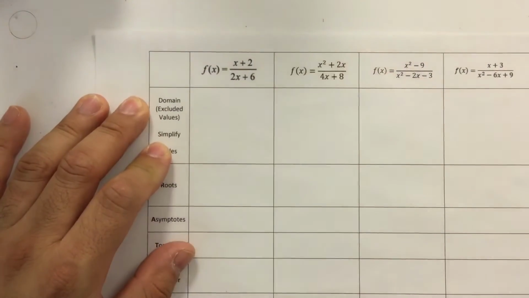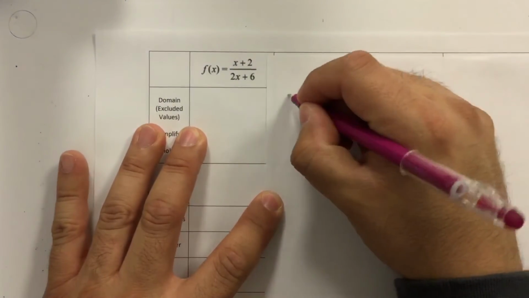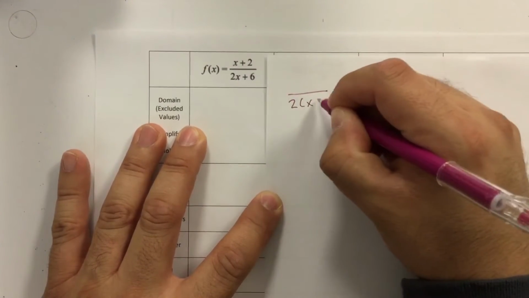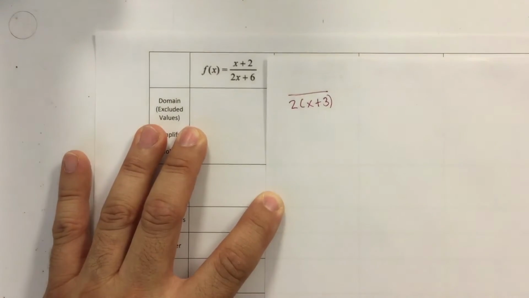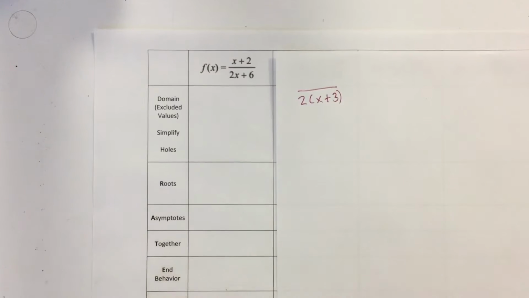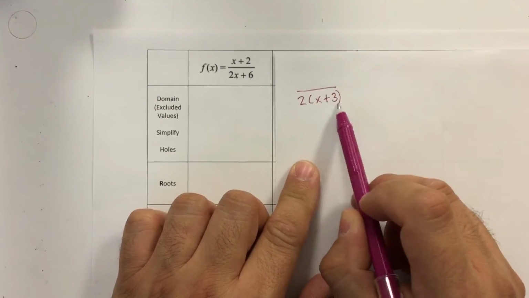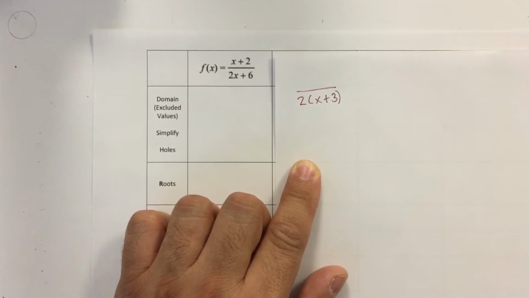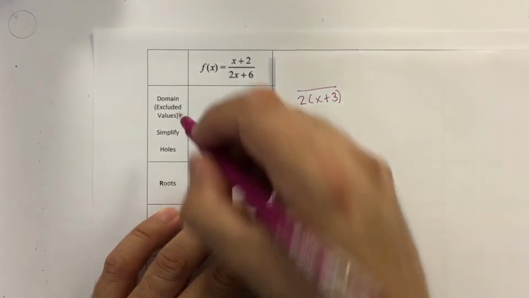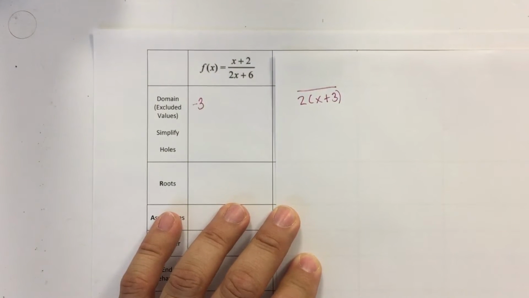So what we're going to do is take a 2 out of the denominator. So I get 2 times x plus 3. Any questions on that? So, excluded values, if you recall, what number makes the denominator 0? I'm not really worried about the 2. What number plus 3 is 0? Negative 3. So my excluded value is negative 3. Questions?